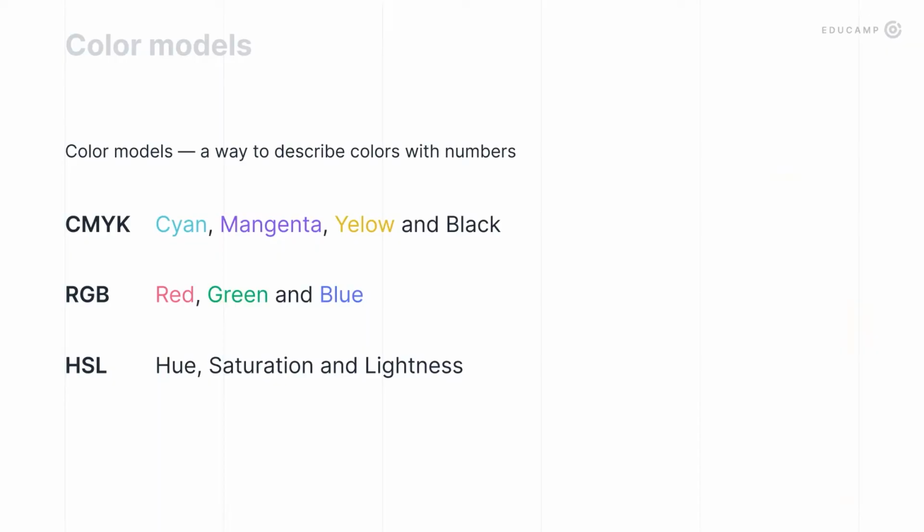A color model is a way of specifying a color with numbers. In this video we review three color models. CMYK, a combination of cyan, magenta, yellow and black colors. RGB, a combination of red, green and blue colors. And HSL, this color model combines not colors but the qualities of a color: hue, saturation and lightness.